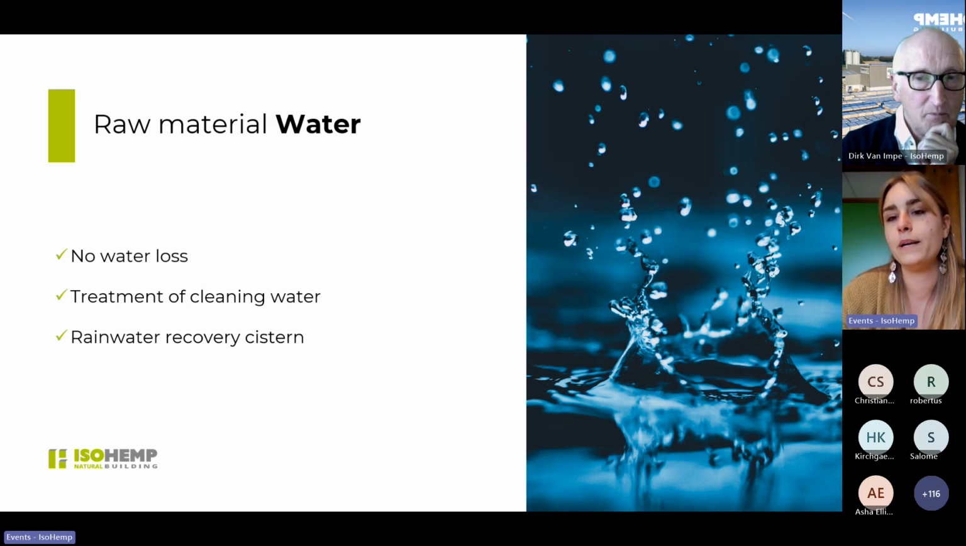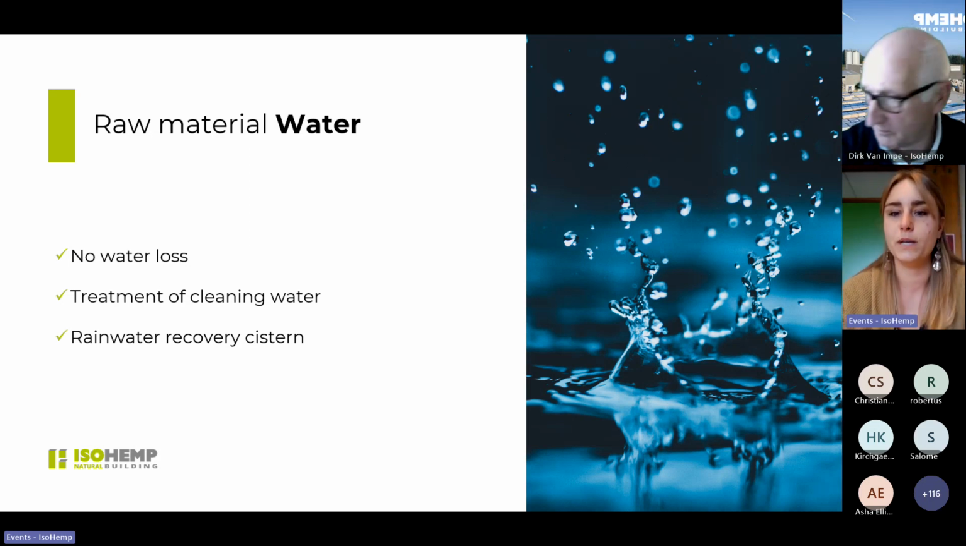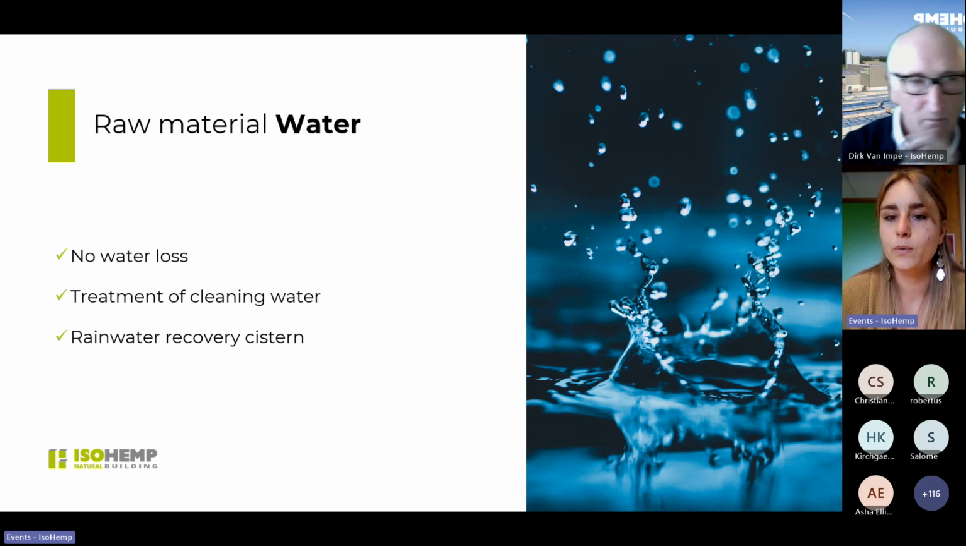The hemp is separated from the cleaning water by rough filtration, and the lime is held in suspension in the water and then re-injected into the mixture. And on the big roof of our company, we also have a rainwater collection cistern. So we don't need water from the network.